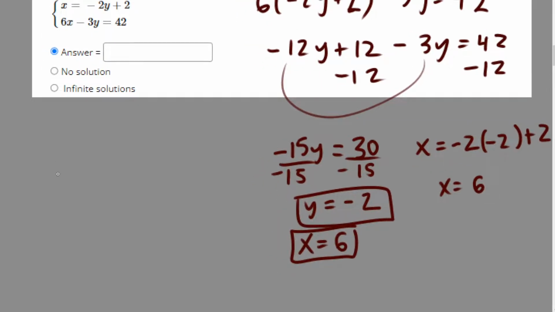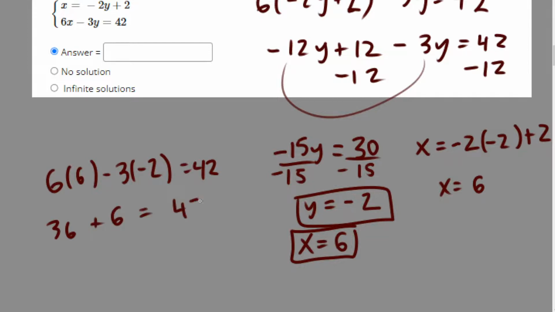Then we'll check with the bottom one. So we have 6 times 6 minus 3 times negative 2 equals 42. That's 36 plus 6. That gives us 42. So that looks like it's our solution. Our answer will be 6 comma negative 2. Don't forget your parentheses.